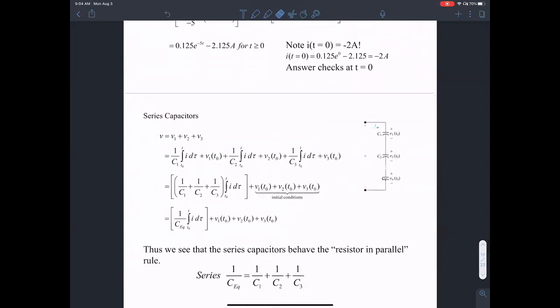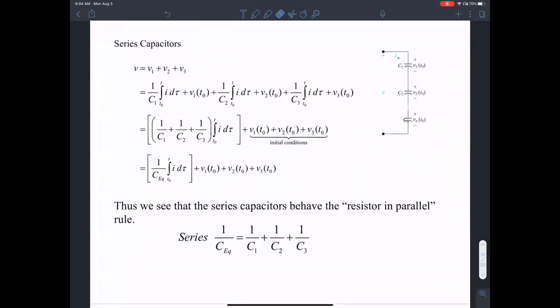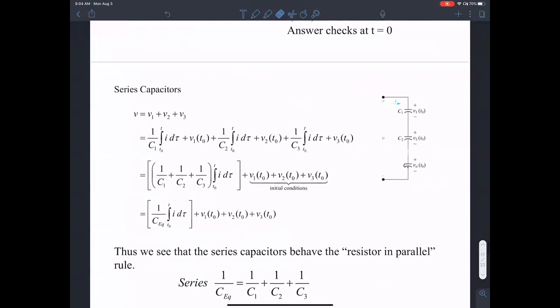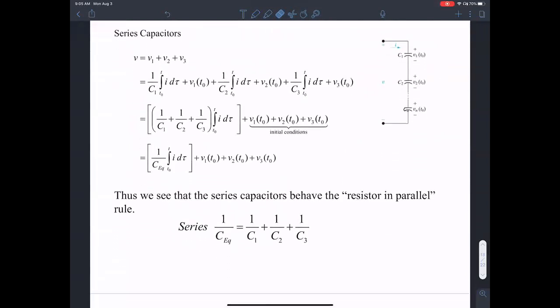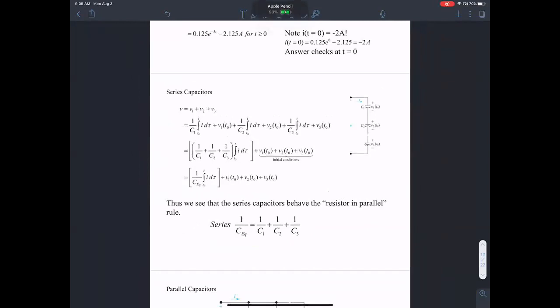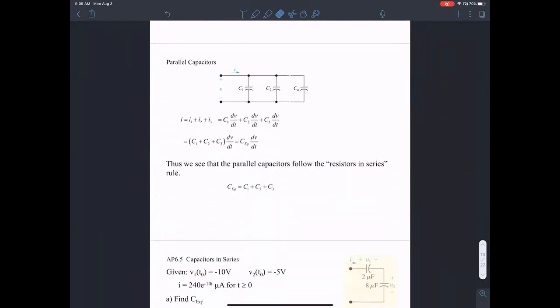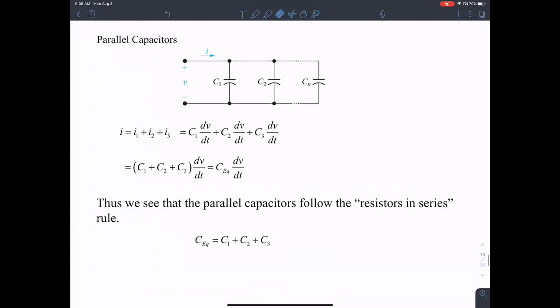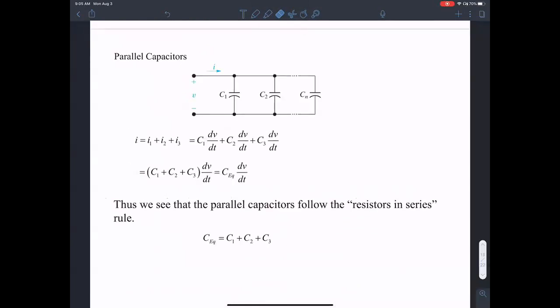Then the same with capacitances as well. What happens when capacitances are connected in parallel or in series? When capacitances are connected in series, their equivalent capacitance is the inverse of the sum of the reciprocals of their capacitances. And when they're connected in parallel, their capacitances simply add.